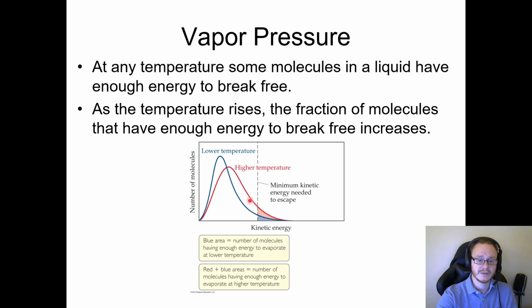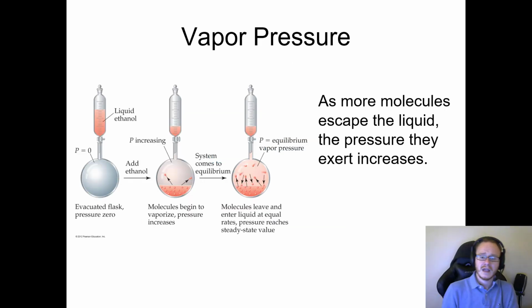At a higher temperature, the peak average is a little bit farther along. The molecules on average have more kinetic energy. And the graph shifts a little bit further to the right. This is shown here, and we see more molecules having greater energy, so we have a higher vapor pressure. As more molecules begin to escape the liquid at any temperature, the pressure that the gas molecules exert begins to increase.